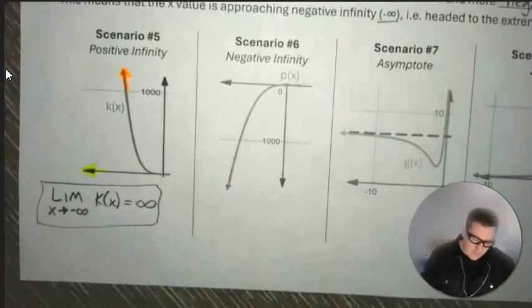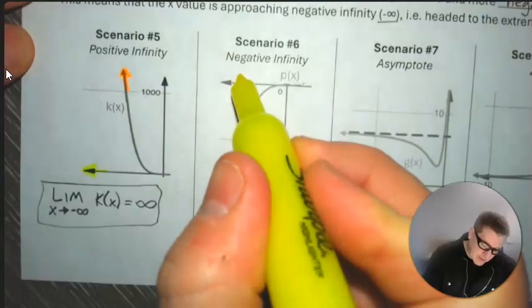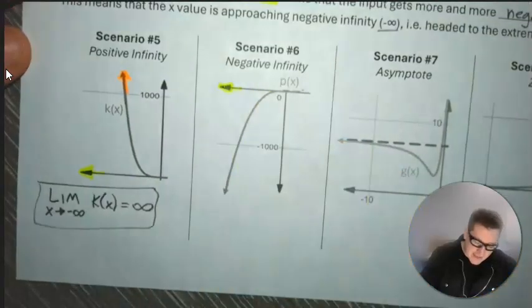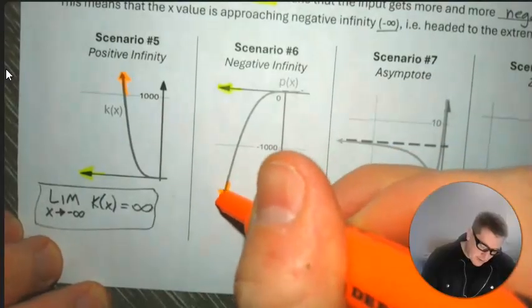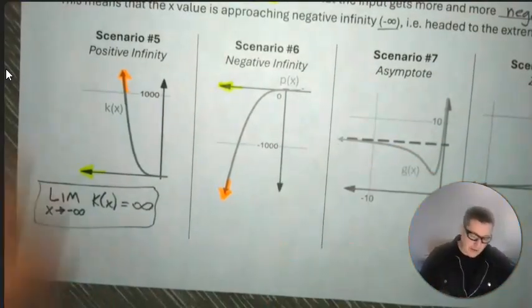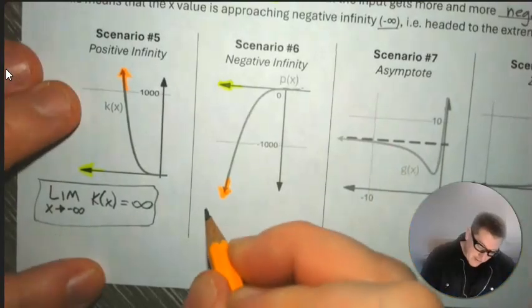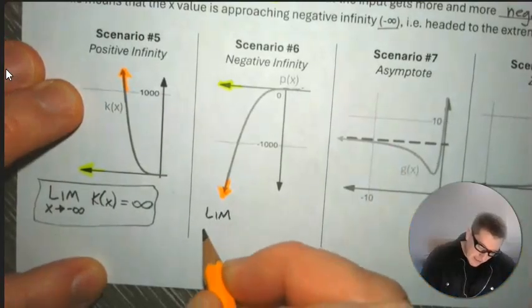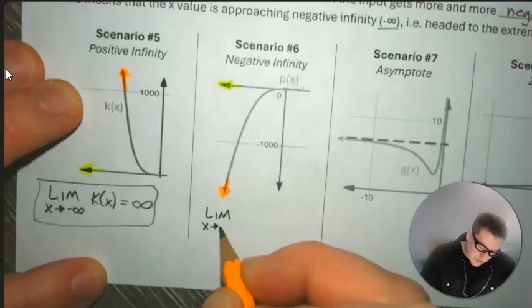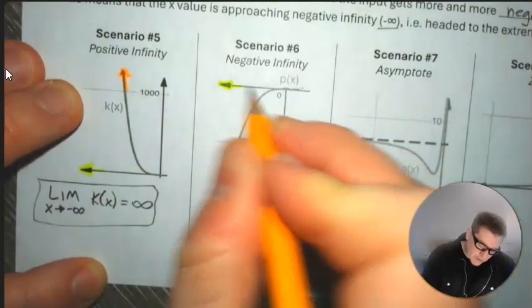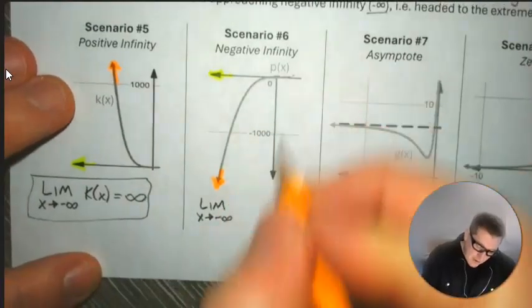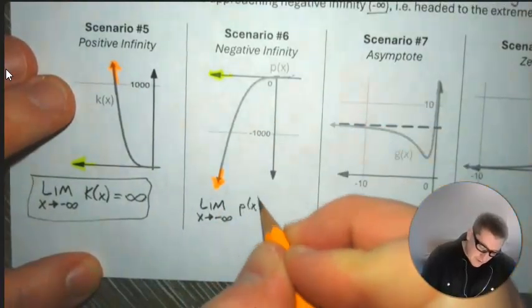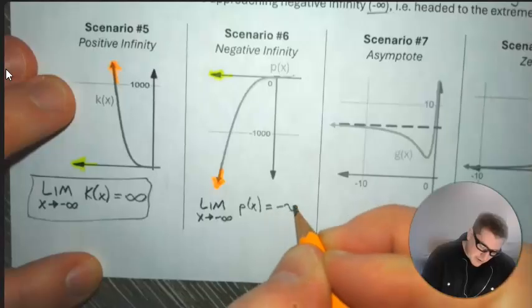Same thing over here. They're both headed in the negative direction. My x is headed to the extreme left, right? My y value is headed straight down. Well, not straight down, but it's headed down really fast. And so my limit as x approaches the negative infinity, it's because we're going to the left here. As I follow the curve, my pencil is going to the left. P of x is also negative infinity.